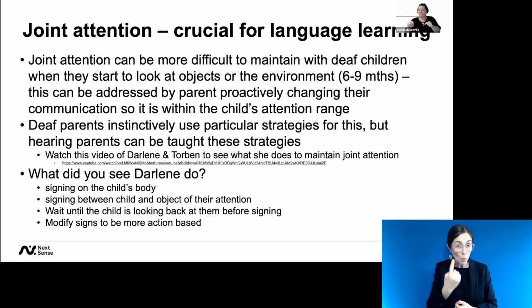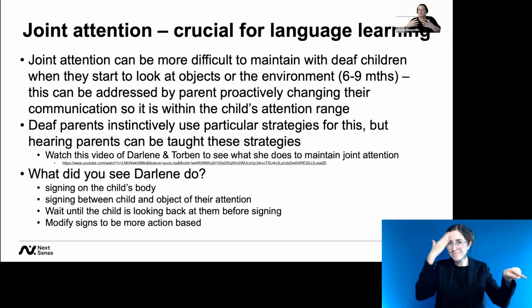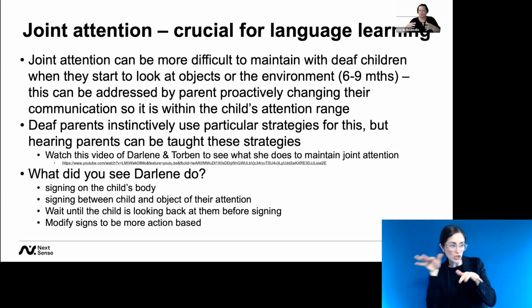So one of them is having attention on the same thing. Kids learn language by context. If I'm talking about something and the kid has no idea what I'm talking about, they're not going to learn what those words or signs mean. So joint attention is absolutely crucial.